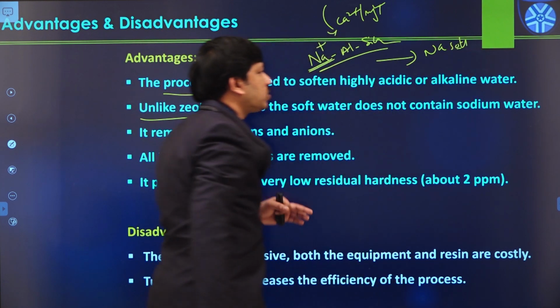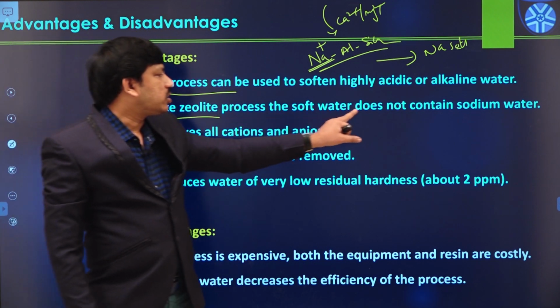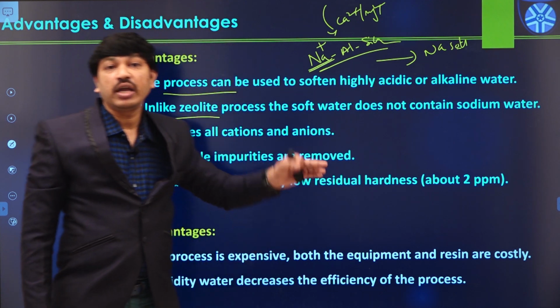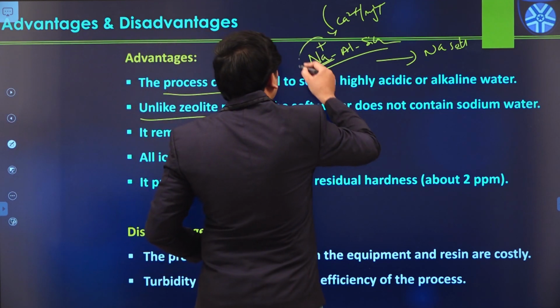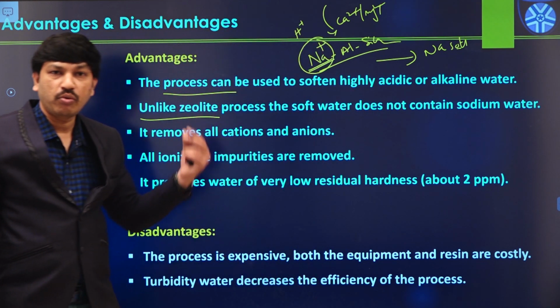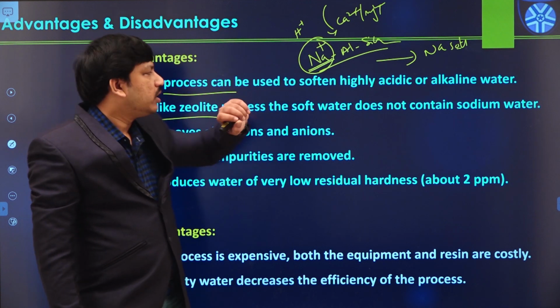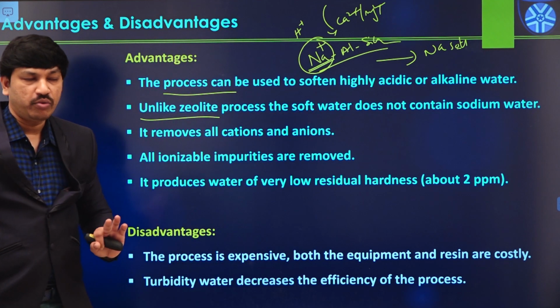The remaining water contains so much sodium salts only. So that's the reason, unlike the Zeolite process, the soft water does not contain sodium in the case of the ion exchange method. Because in the ion exchange method, instead of this one we have a proton. Our resin actually contains either proton or OH minus ion only. So that means we are getting sodium free water in the ion exchange process.